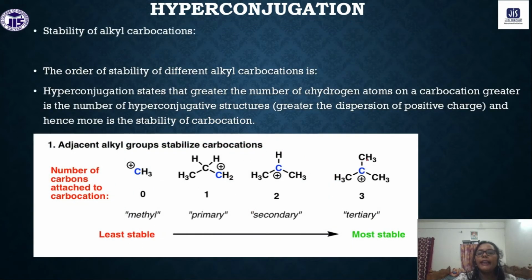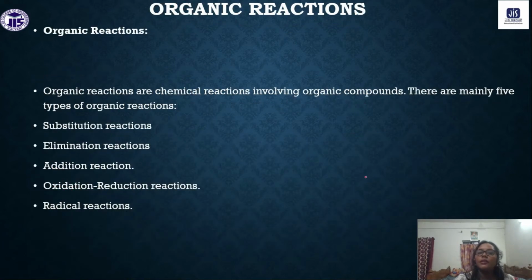Similarly, we can explain that the stability of the tertiary carbocation is greater than secondary, then primary, and then the methyl carbocation. We can explain this with the help of the hyperconjugation effect. Now we will discuss some of the organic reactions.